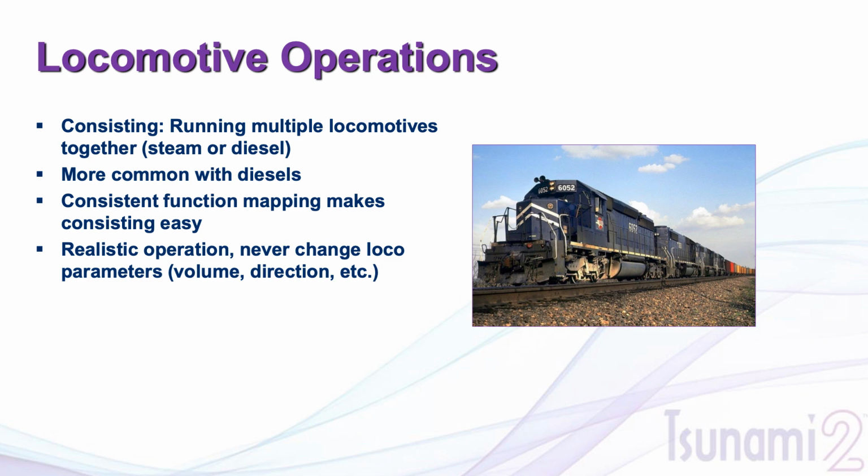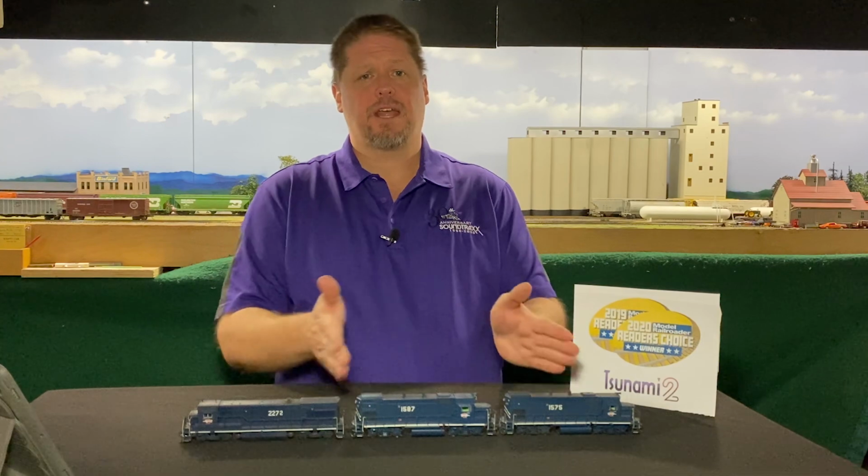So first off, consisting is running multiple locomotives together as if they were one train. This is mostly done with diesels because diesels are designed for multiple units. So they could do lower horsepower units and just have more of them. And that way you can have a train that dedicates the horsepower to the tonnage that you're pulling, rather than a steam locomotive where if you had two units, you have actually two separate crews running those trains.